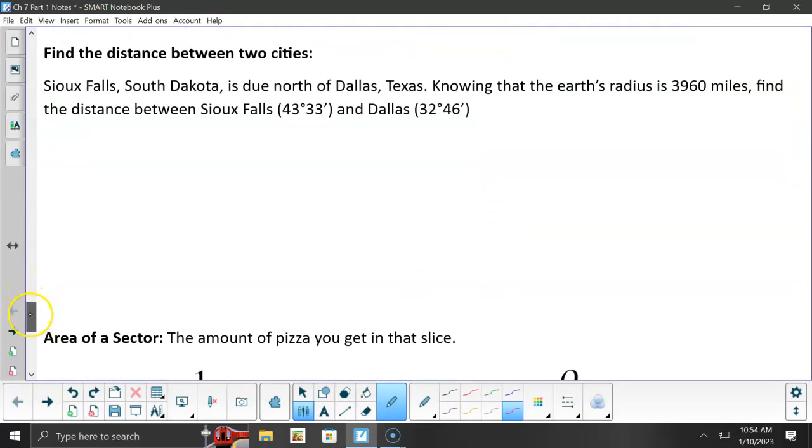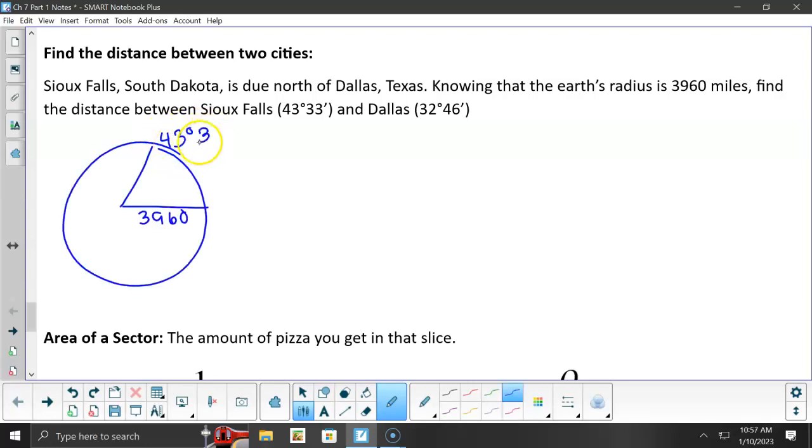Alrighty, so here is this one with 2 cities. And you're going to want to have a calculator for this because I'm going to show you how to do it by hand, but you can still do it within the calculator. I've got Sioux Falls up here, and then I've got Dallas down here. Can I find it though? How? Could I subtract the 2 angle measures and find the change? Okay. So here's how to do these by hand.